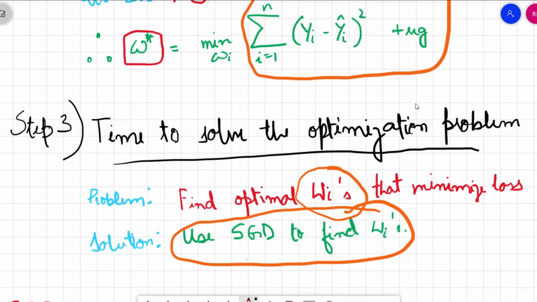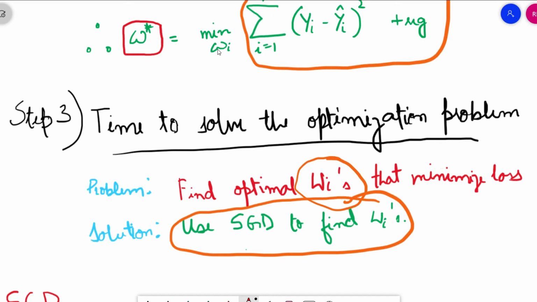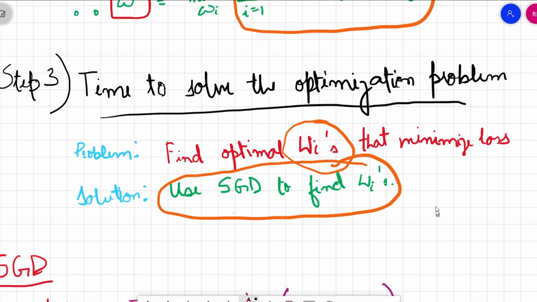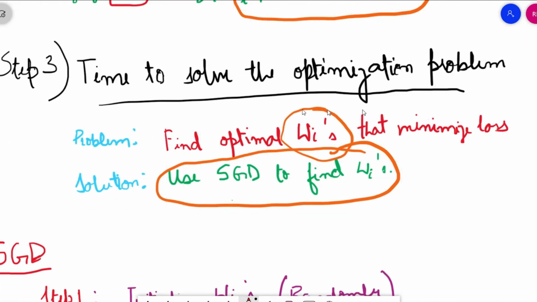In step 3, it's time to solve this optimization problem. Just to have a quick recap, the first step was to identify the loss function. The second step was identifying and understanding the optimization problem, and the third and final step is to solve the optimization problem. In linear regression or logistic regression, you would have seen that we use stochastic gradient descent to find the optimal w's, or the optimal value of the unknowns that minimize the loss.